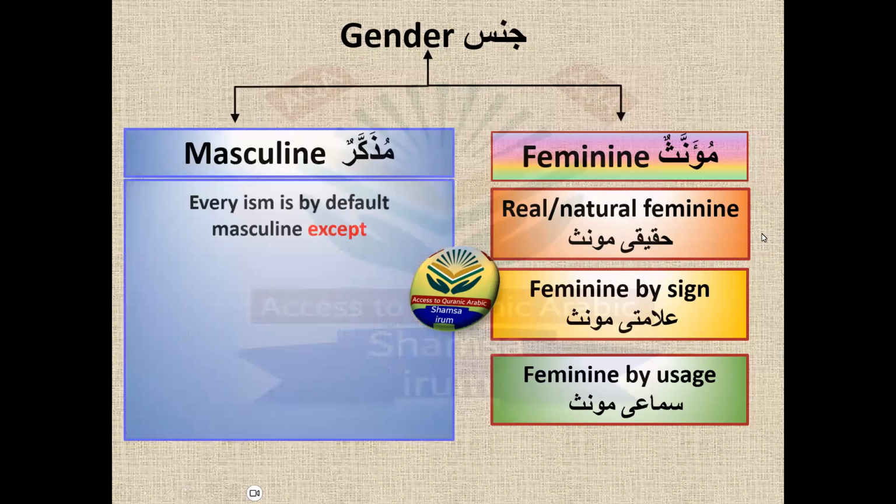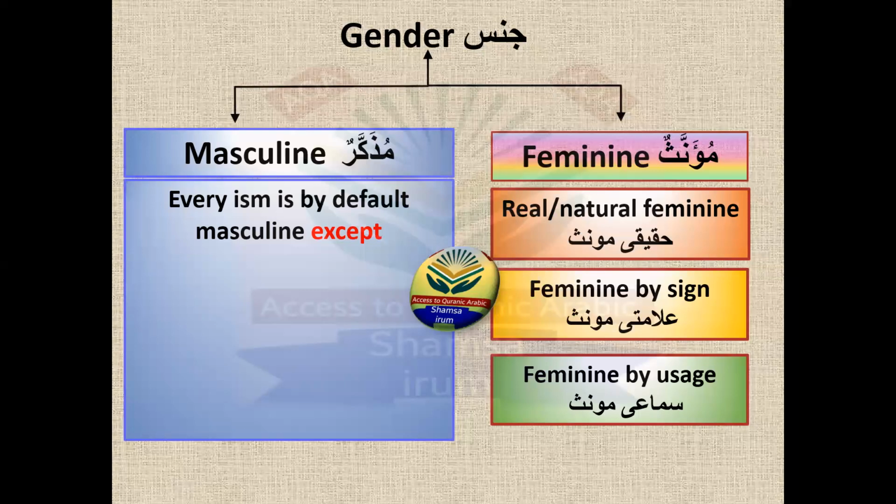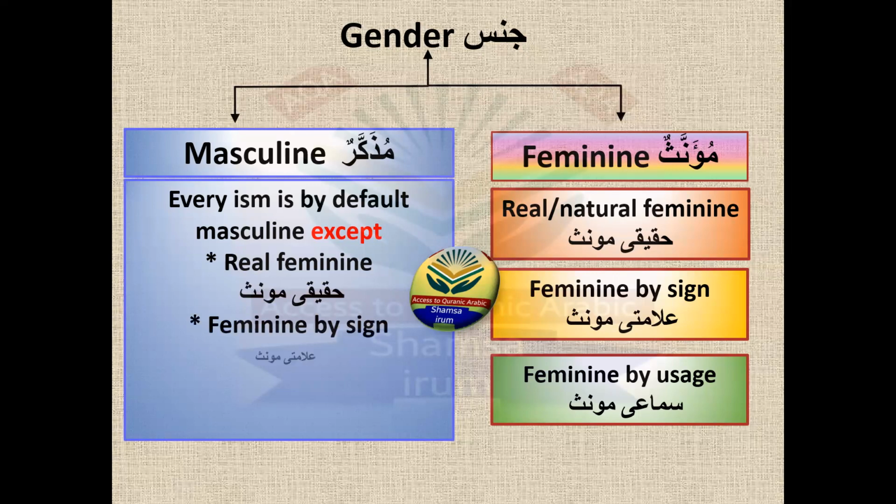Because every word, especially every noun, is by default masculine, except real feminine, feminine by sign, and feminine by usage. So these three main points we have to learn today, inshallah, in this lesson. Of course, we will discuss the feminine today, and the masculine you will also learn as well, because when we discuss these points, all the rest of the things will fall in the category of the masculine. So let's start.